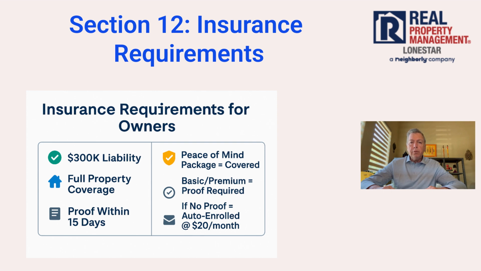However, if you're on the professional or premium package, MGL is not included, and you'll need to provide your own policy and send us proof within 15 days. If we don't receive proof within that window, we'll automatically add your property to the MGL policy and charge $20 per month, just to ensure you're not exposed. This way, every property we manage is fully insured and no one is left at risk. If you have questions about getting covered or want to upgrade your plan, we're here to help.